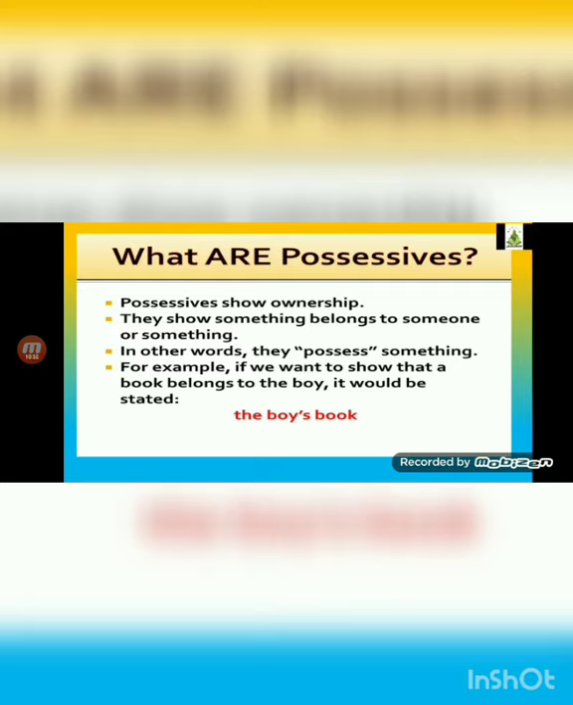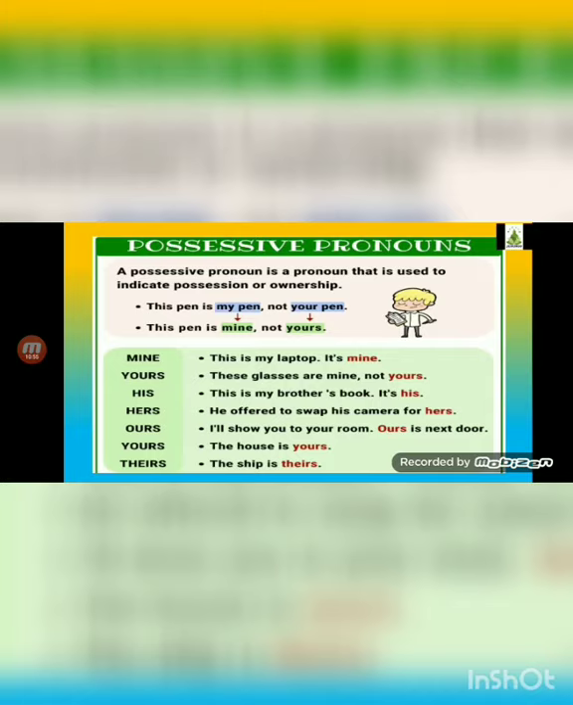I'll give you some more examples. The possessive pronoun is a pronoun that is used to indicate possession or ownership. This pen is my pen, not your pen. This pen is mine, not yours. So here, the ones which is highlighted in blue and green. My pen, mine, yours, your pen. So these are the words which are used as possessive pronouns.